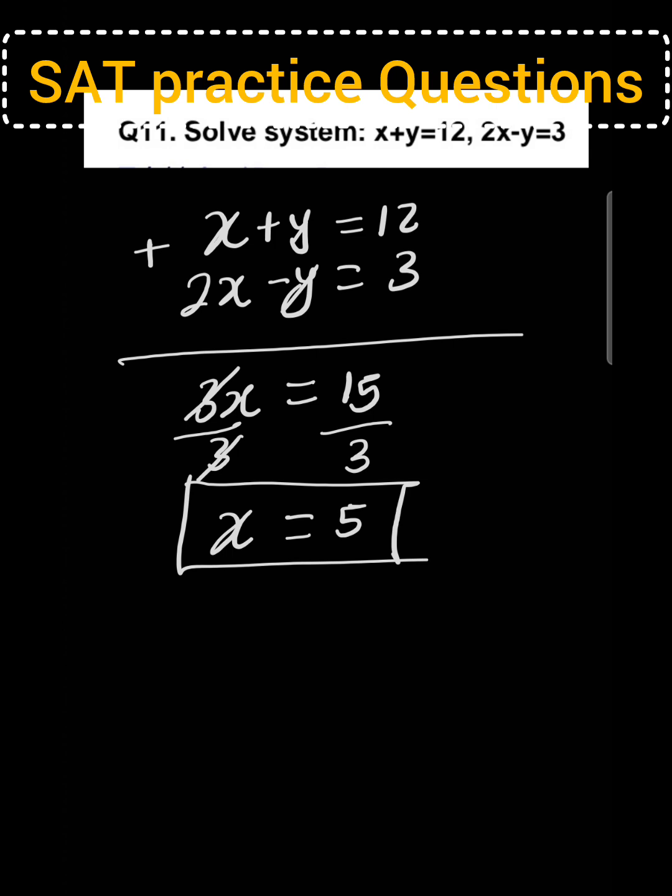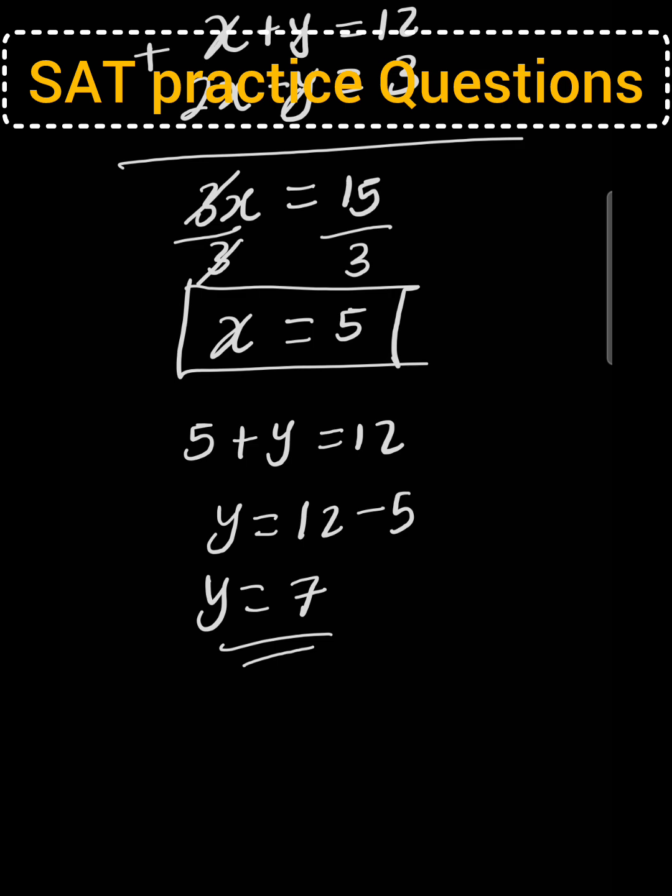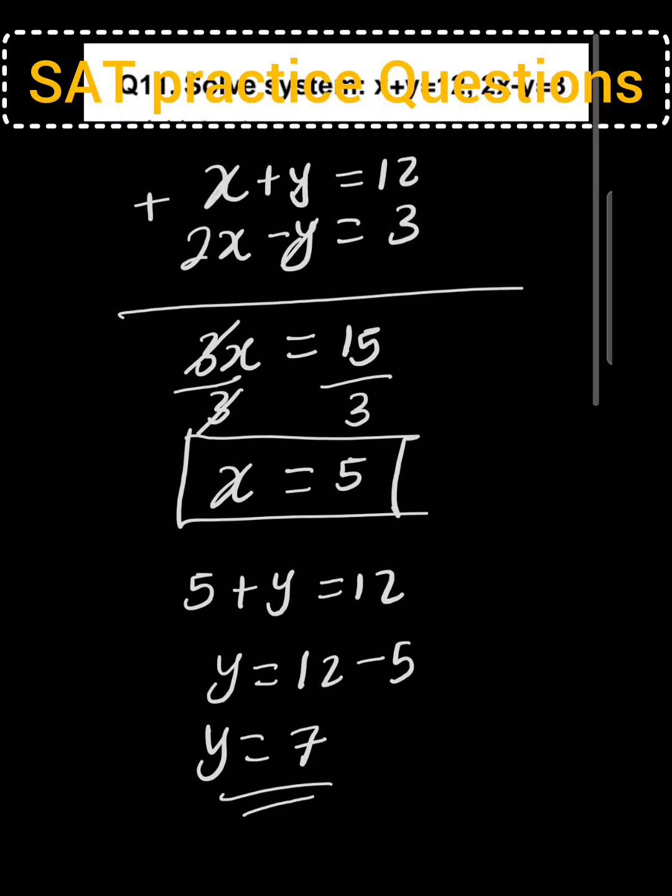Then we substitute this value into either of the equations to get the value of y. Let's use equation 1, which is x plus y equal to 12. In place of x, we replace 5, so 5 plus y equal to 12. We take the 5 to the right hand side, so y equals 12, and the positive becomes -5. So y is equal to 12 minus 5, which gives us 7. Therefore, the value of x is 5 and the value of y is 7.